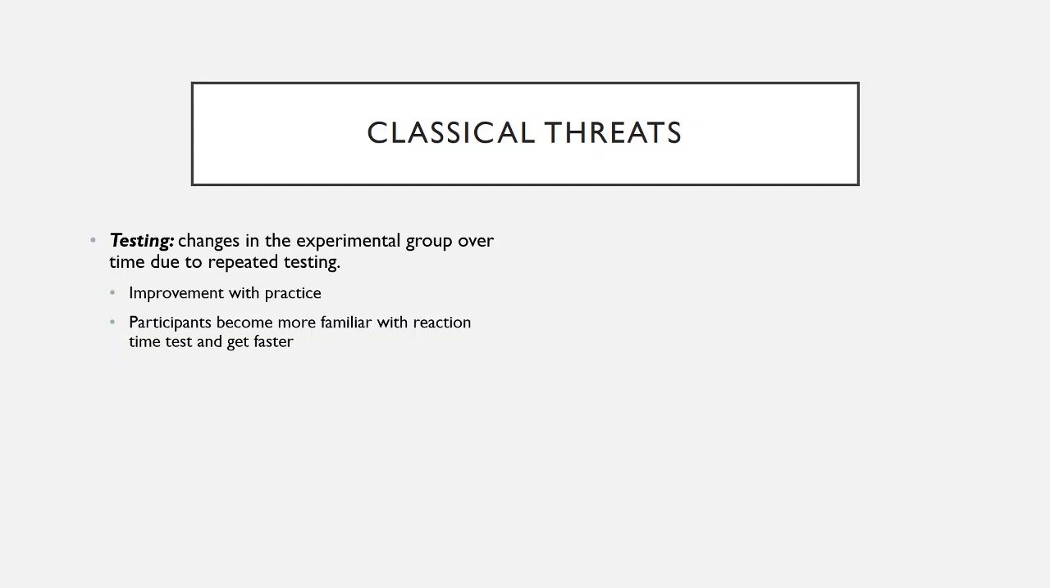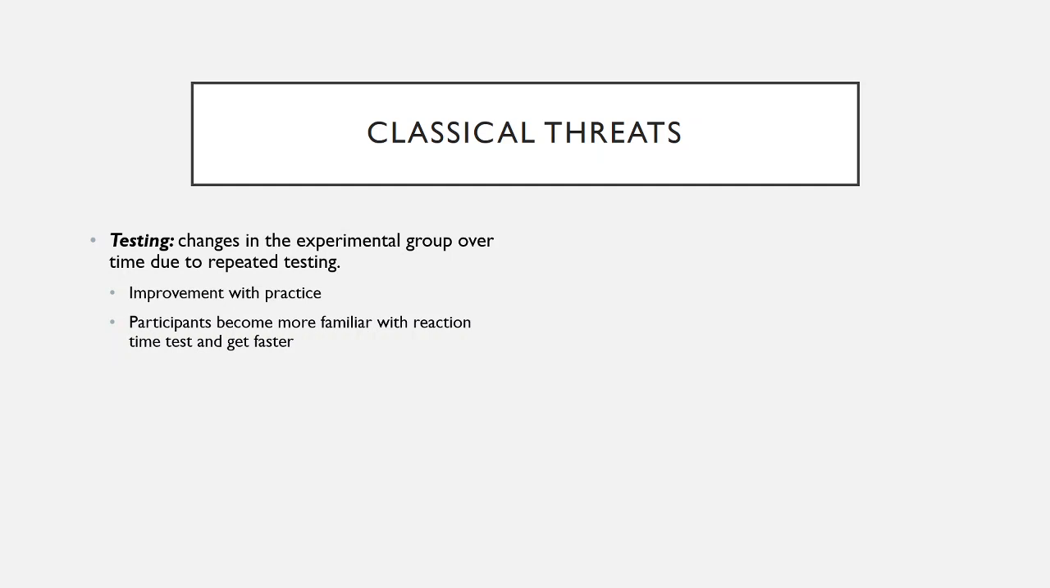Testing is when there are changes in the experimental group because they have been subjected to repeated testing and they're becoming more and more familiar with the paradigm they're experiencing. So if you're doing, let's say, a training paradigm and you're trying to improve people's memory with a cognitive task, and you test them over and over at the same outcome task and you say, wow, people improved over time the more they took my practice, my training. People will naturally improve on a task the more often they take it.